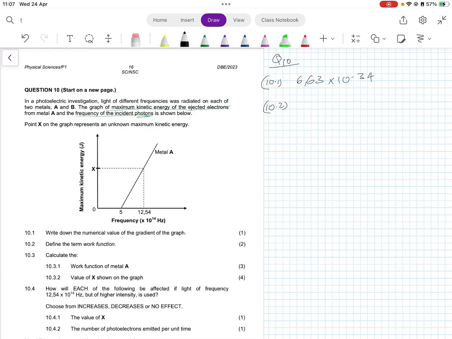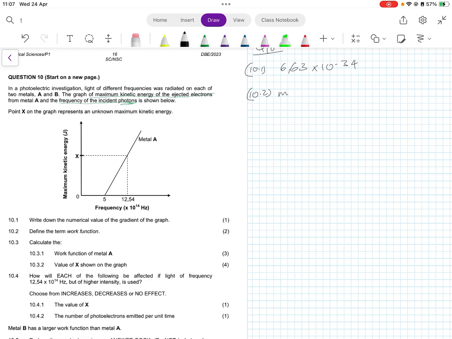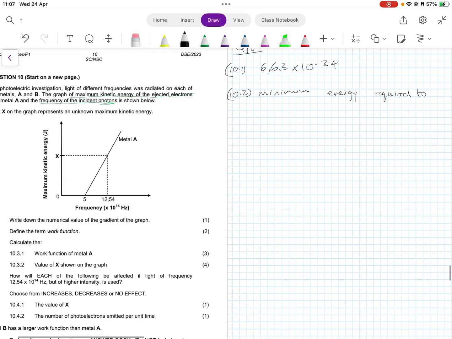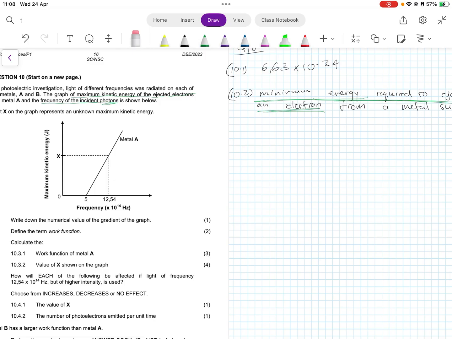10.2. Define the term work function. Okay. The work function is the minimum energy required to eject an electron from a metal surface. Okay, with your keywords being minimum energy required to eject an electron. That is your key phrase. Okay, this is 10.2.1.